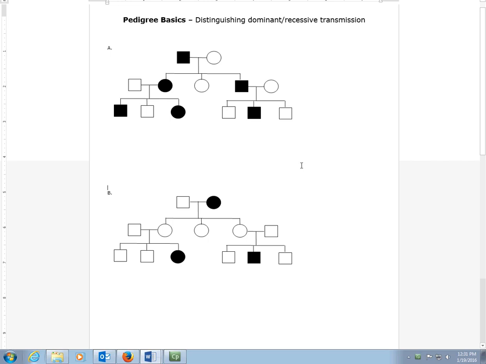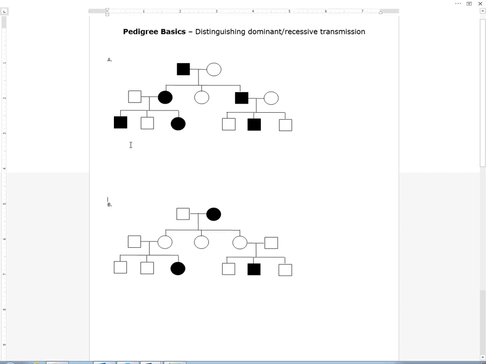So I have for you two pedigrees here. These are pretty standard looking pedigrees. So you might be given something like this. We'll start with letter A. When you first get a pedigree, you need to know that squares are males, circles are females, the shaded individuals are showing some kind of unusual trait, some kind of unusual phenotype, and the unshaded individuals are not showing it, so we call them normal.